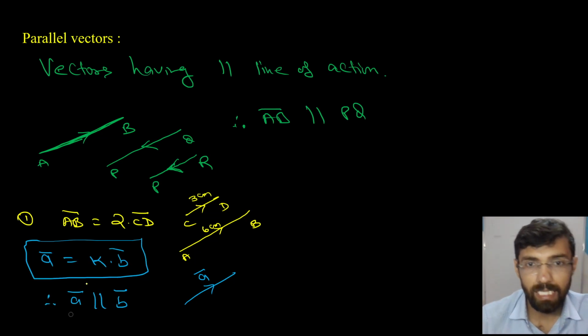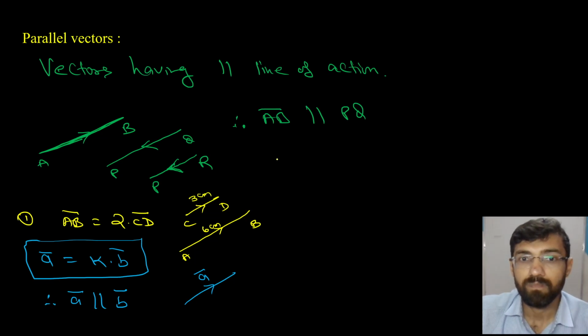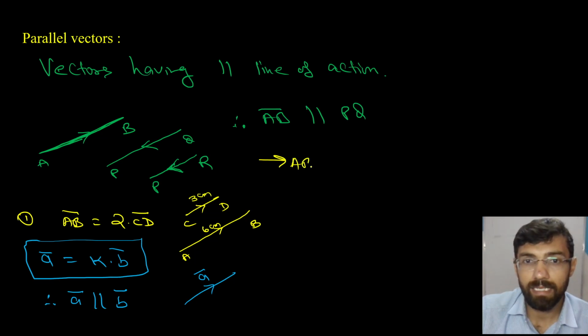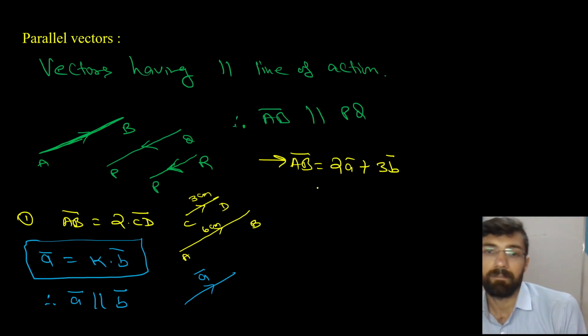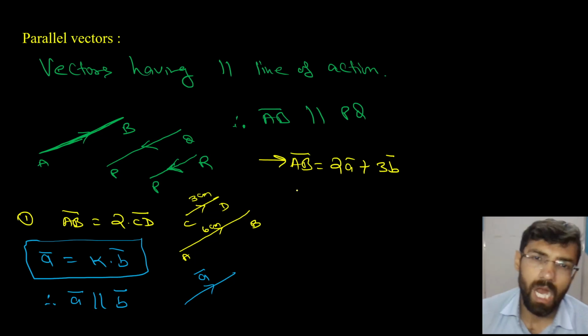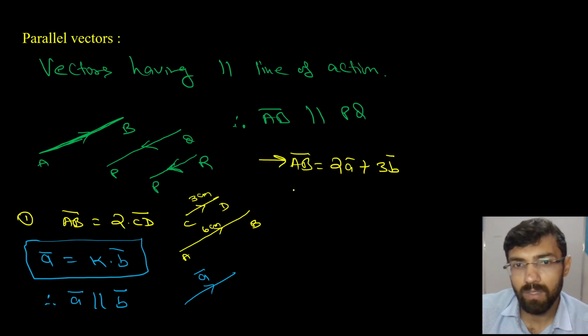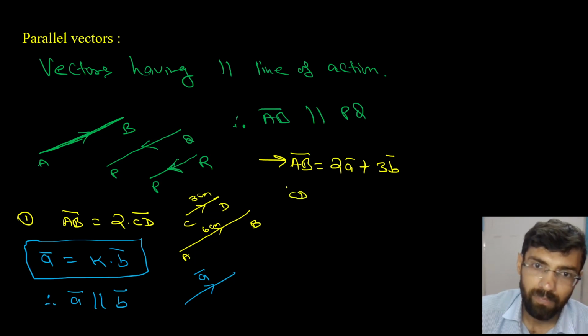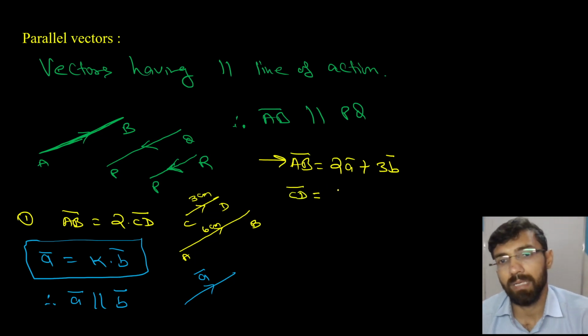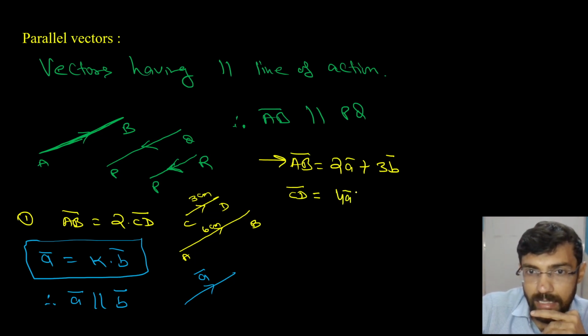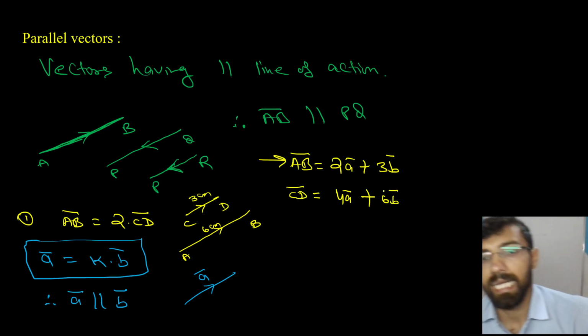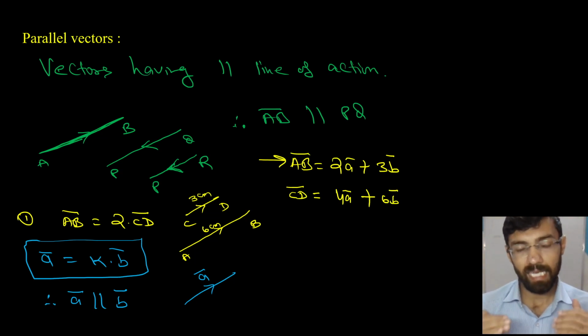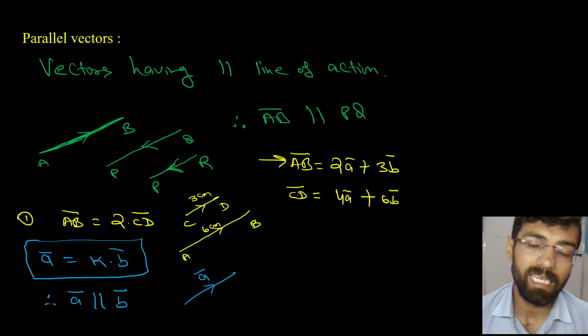The second note about it, I will give you with an example. I'm giving you some AB vector. Let us assume that AB vector equals double the A vector plus 3 times B vector. And what about some other vector CD vector? That is nothing but 4 times A vector plus 6 times B vector. Here we have two vectors, AB vector and CD vector, correct?